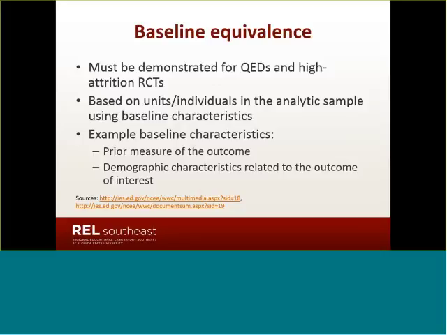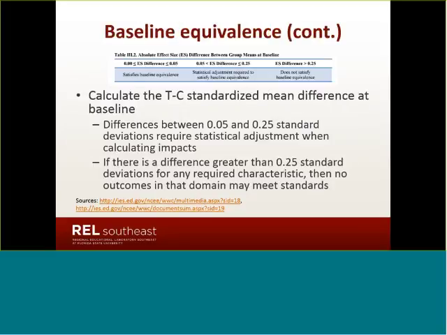So as we've discussed, baseline equivalence must be demonstrated for QEDs and for high attrition RCTs, and this has to be based on the units or individuals in the analytic sample, the ones who are used in the impact calculation. As the name suggests, it has to be based on baseline characteristics, such as a prior measure of the outcome or demographic characteristics related to the outcome of interest.